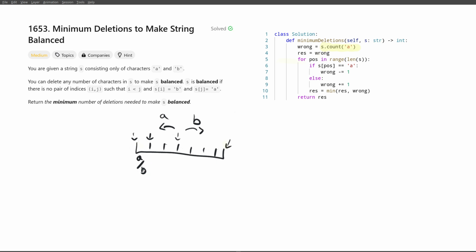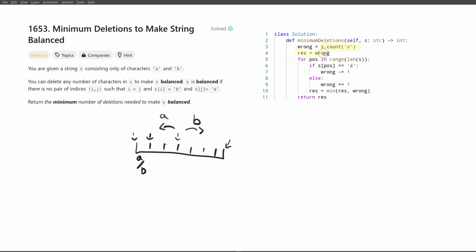However, if that letter was a B, then it was before to the right of us, so it was a good letter. Now it becomes a bad letter because it's to the left, so the number of wrong letters increases by 1. So we can just keep that in mind, keep the running count of bad letters, take the minimum over all of those, and that will be our result.